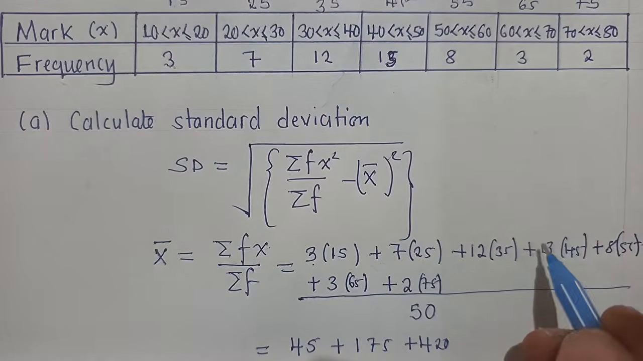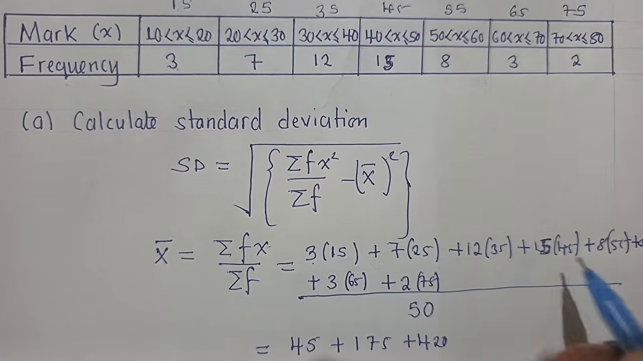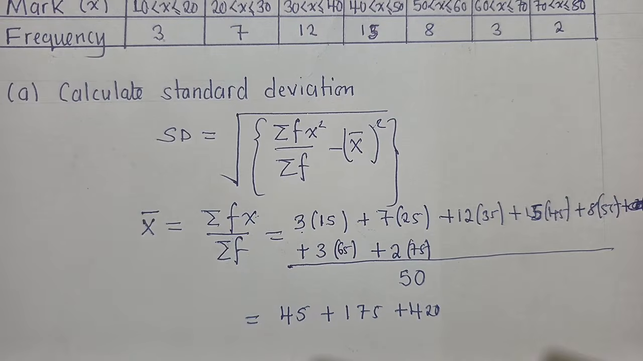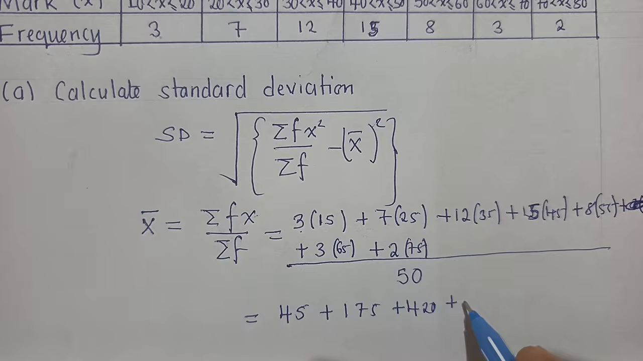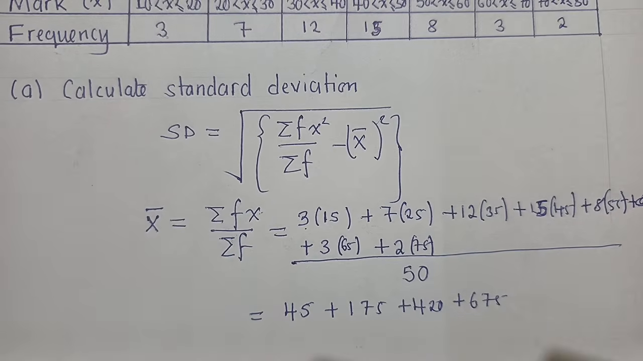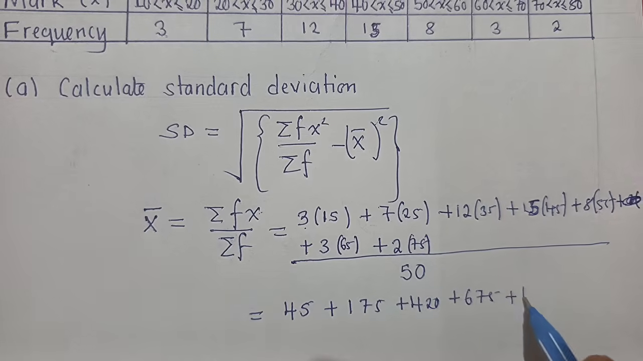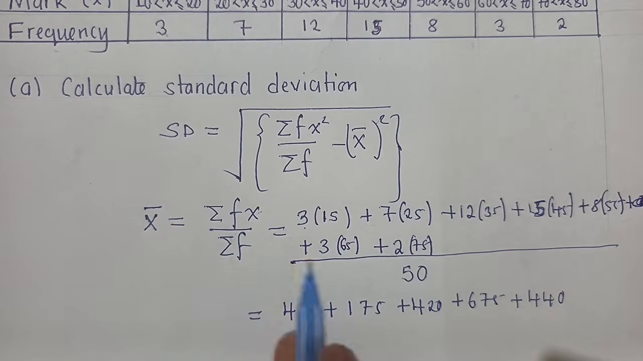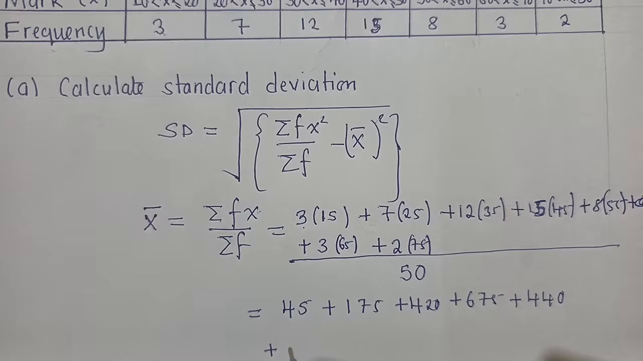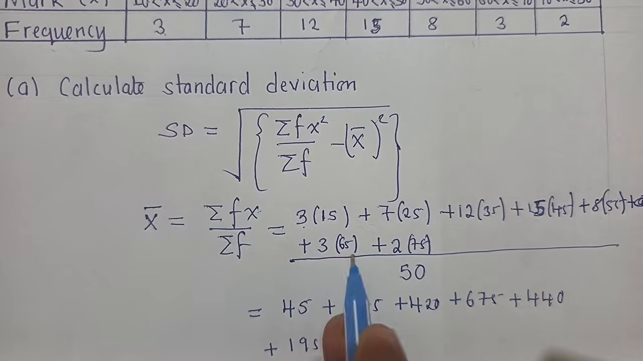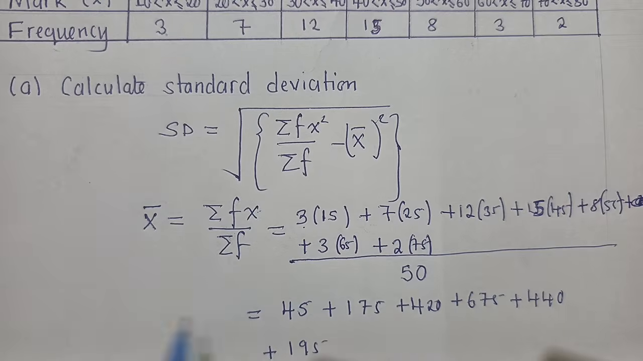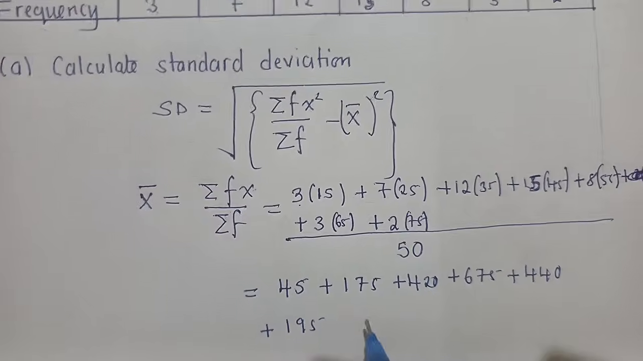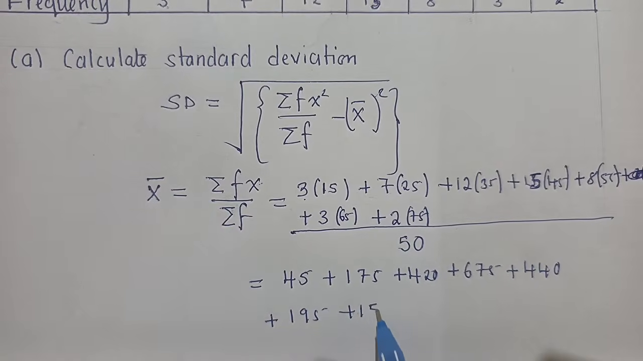Remember here, we've changed. We said this is 15 according to the question. So here it's supposed to be 15 times 45. We should not make a mistake. 15 times 45 is giving us 675. And 8 times 55, we're getting 440. For 3 times 65, we're getting plus 195. 2 times 75, it's giving us plus 150.